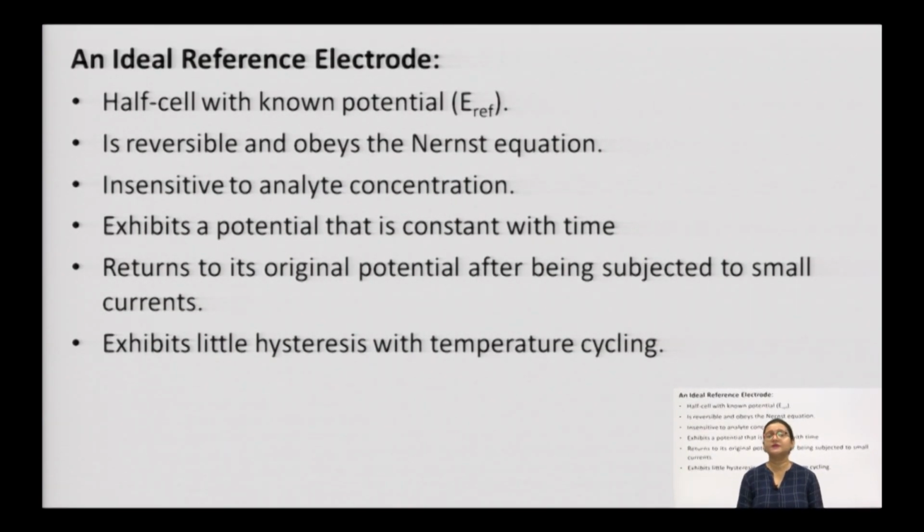Then what are the properties, the characteristics, an ideal reference electrode should show? The ideal reference electrode should be capable of maintaining a known half cell potential. It will make a half cell reaction, but its electrode potential will not be fluctuating at all; it will be predetermined and known.